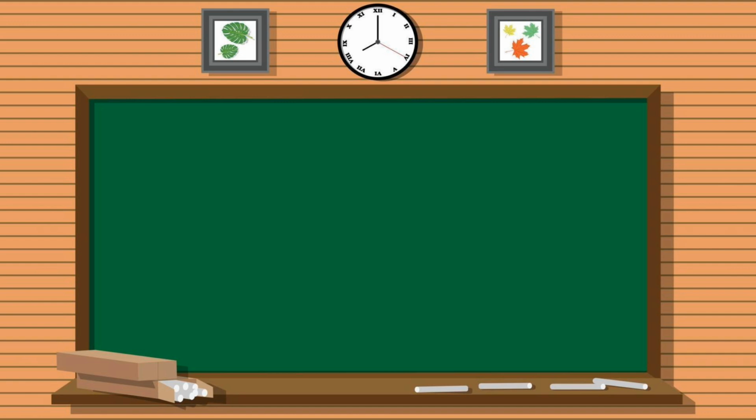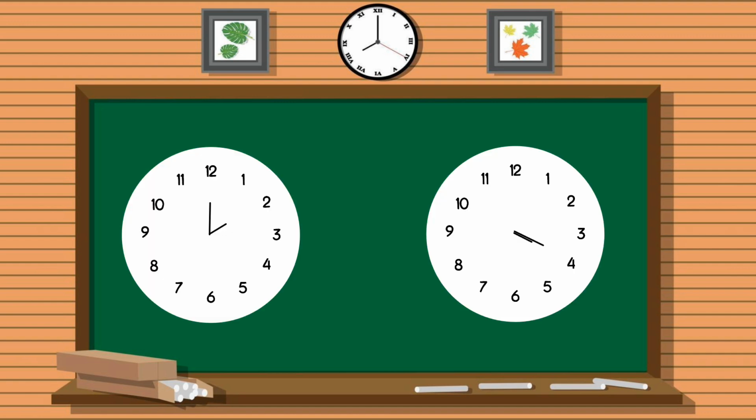Hello kids! Now let's proceed on how to tell time to the minute. Here are 2 hands per clock face. Remember that the long hand is the minute hand, and the short hand is called the hour hand. Before we proceed, let's recap what we already know.